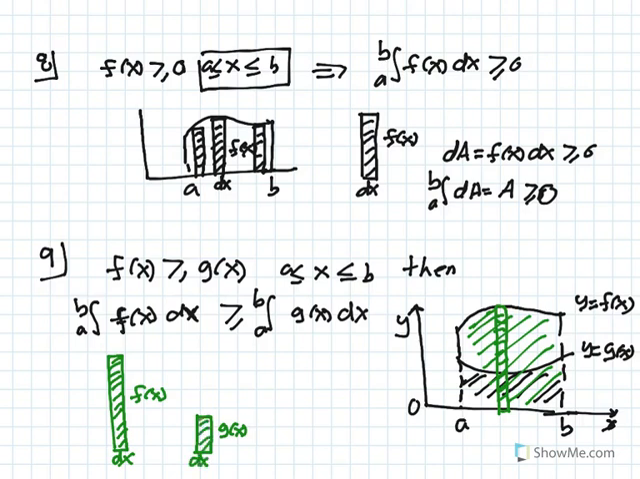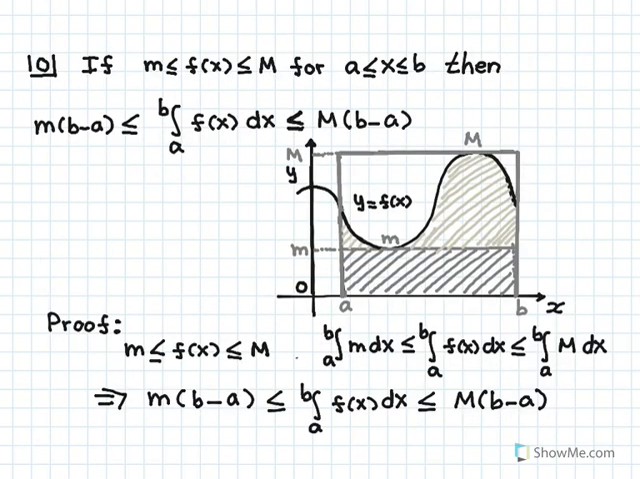All right. So now let's look at property 10. Property 10 says that if the function f of x is less than capital M and larger than small m, where capital M is the absolute maximum of the function f of x on the interval a, b, then the integral from a to b of f of x dx is going to be less than the area of the larger rectangle, which is capital M times b minus a, and it is larger than the smaller rectangle, which is small m times b minus a.